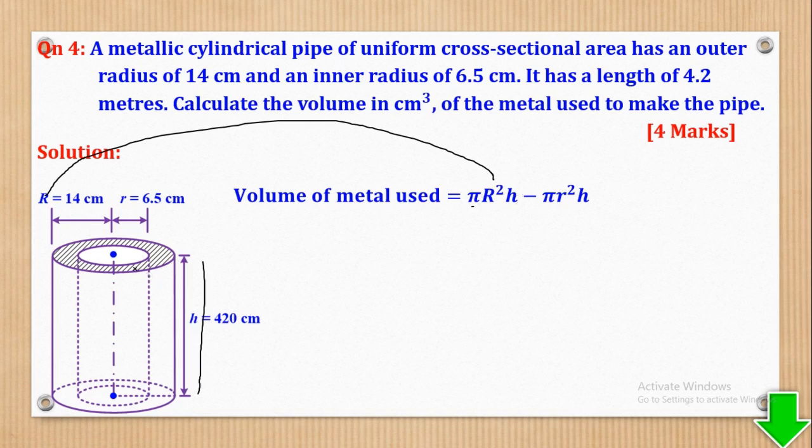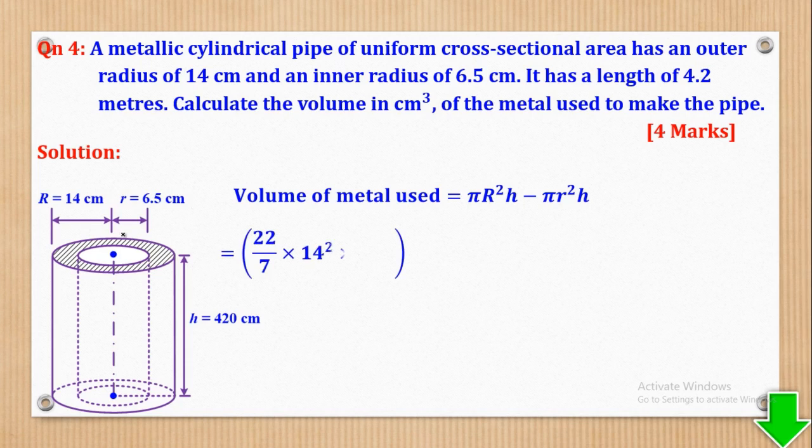Then minus the smaller one, because they want the volume of the metal used from here up to here. So we have to say the whole of this minus the whole from here up to here. That's why we put here minus pi r squared h. So this volume is the volume of the entire outer cylinder, and this volume is the volume of the inner cylinder.